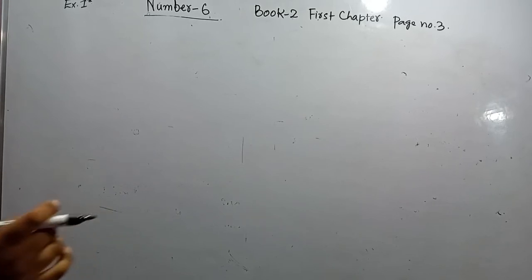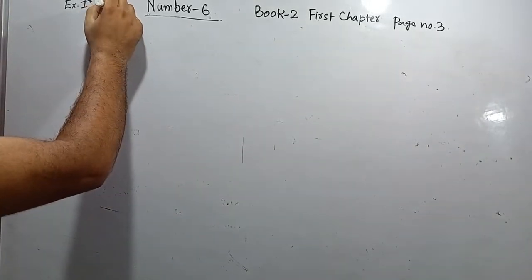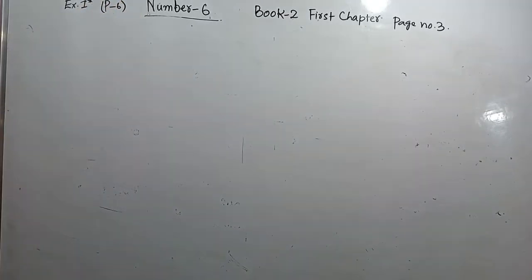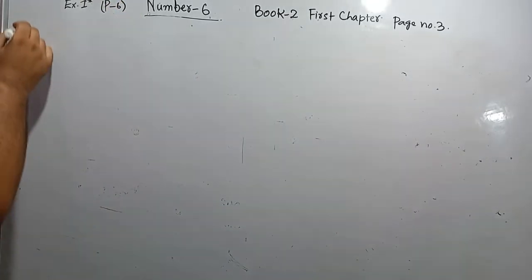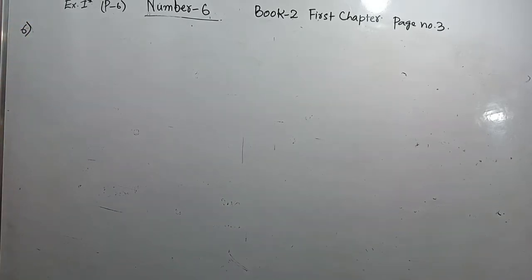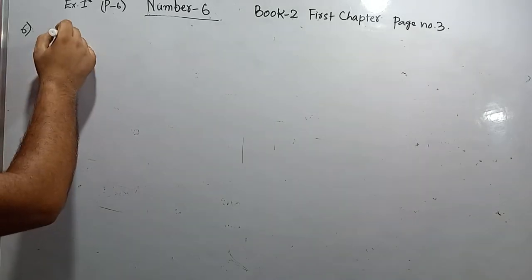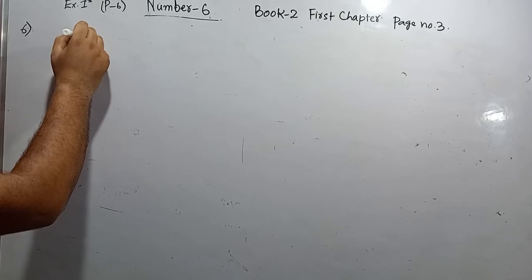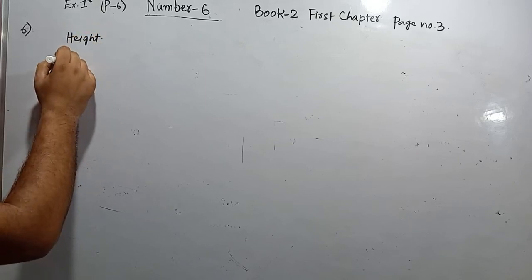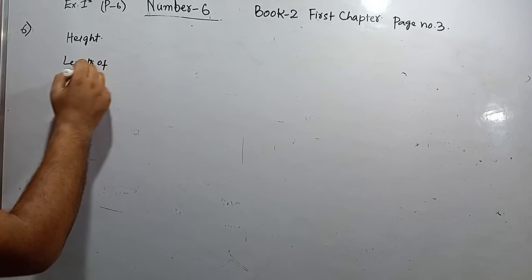Now see exercise 1 star, page number 6. You can see question number 6. The length of the shadow of an object is directly proportional to its height. A 4.8 meter tall lamp post has a shadow 2.1 meter long. So here two quantities are there: the length of the shadow and the height of the object. I will make the box. Here I will write first height, then length of shadow.